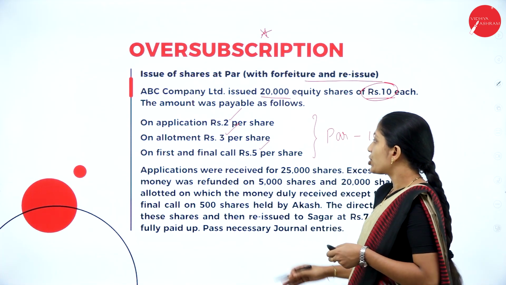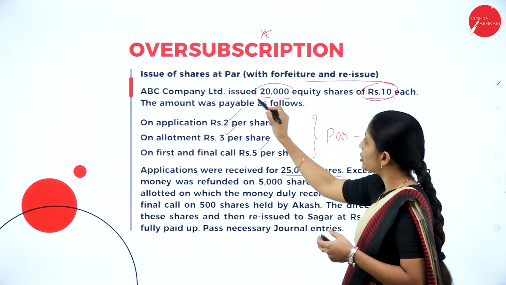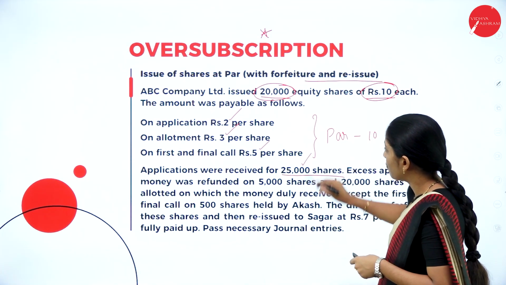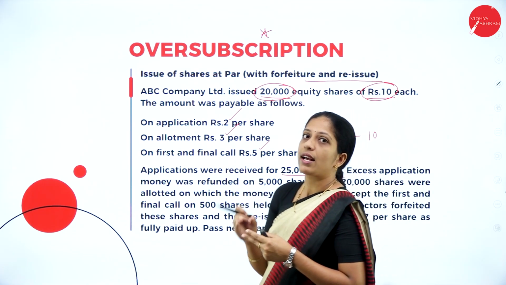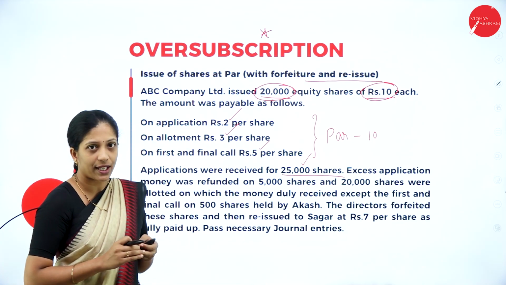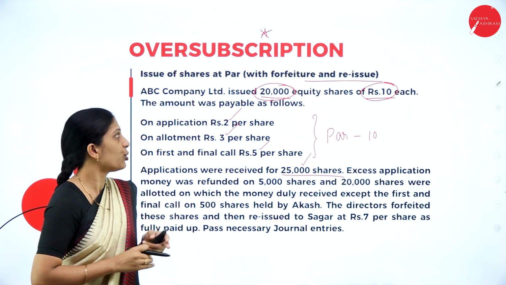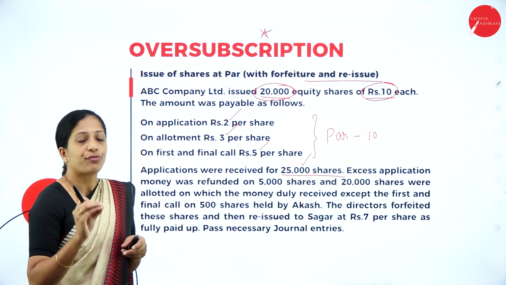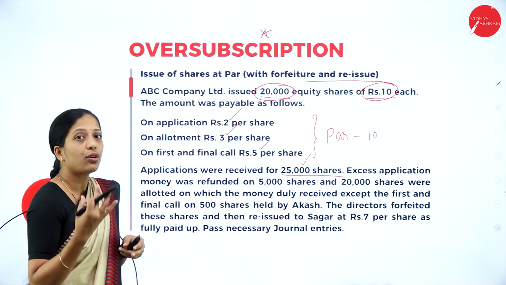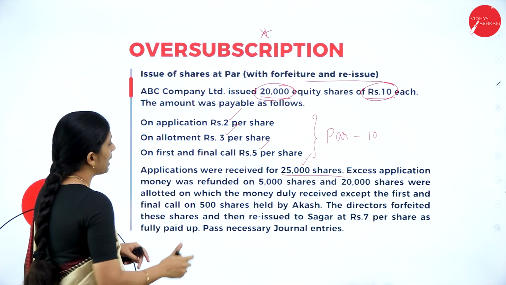Next, applications were received for 25,000 shares. Actually, how many shares has the company issued? 20,000. But how many shareholders have applied for the shares? That is 25,000. So this situation is called what? Oversubscription. Actually, the company required only 20,000 equity shares, but the applicants applied for more than 20,000, that is 25,000 shares. So 5,000 is excess. That is known as oversubscription. Now what are they going to do with that 5,000 excess application? The excess application money was refunded.